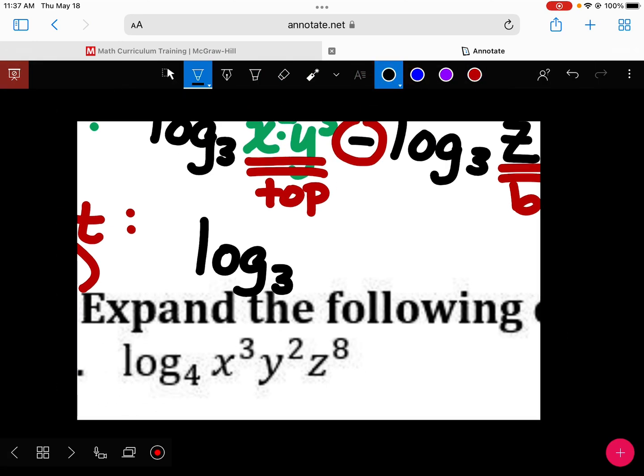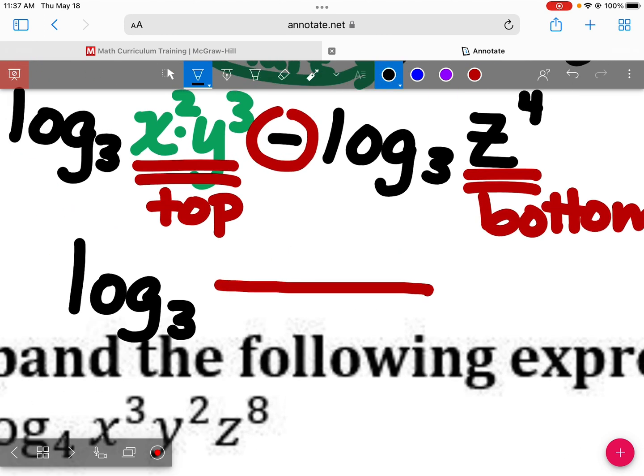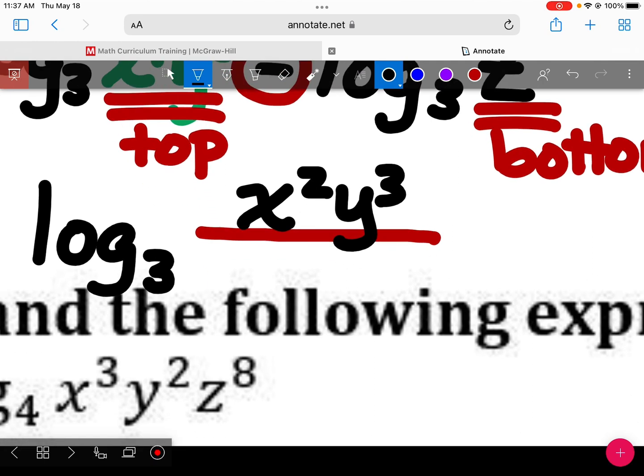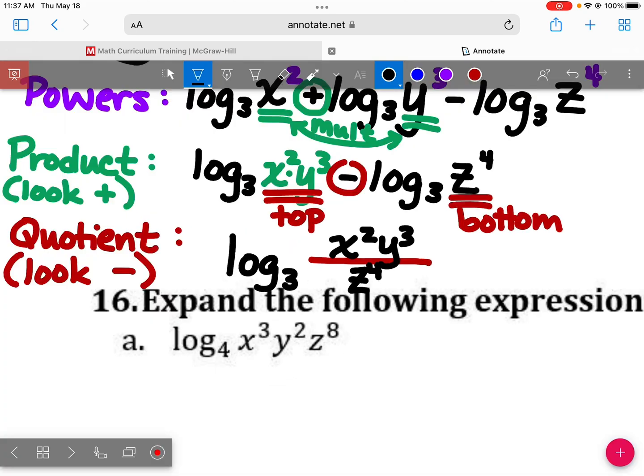Log base 3 of x squared y cubed over z to the 4th power. Wait, why can't they do the fraction? Because you saw subtraction. When you see subtraction, it turns into division. If you see subtraction, write a fraction.